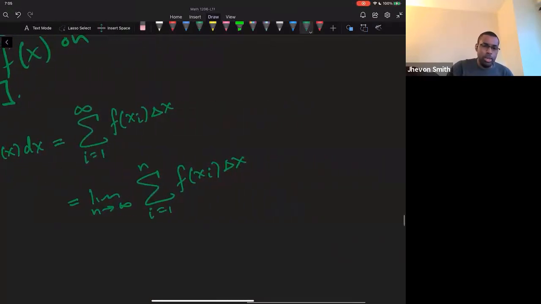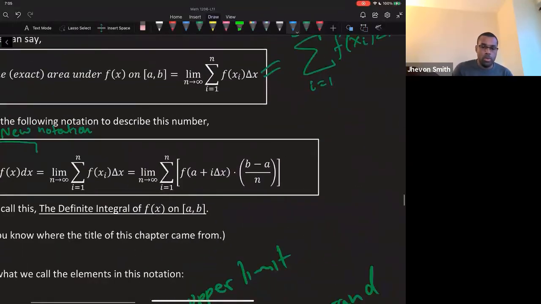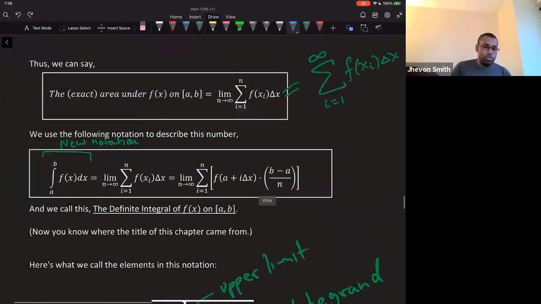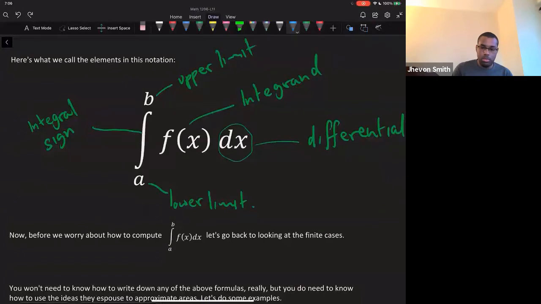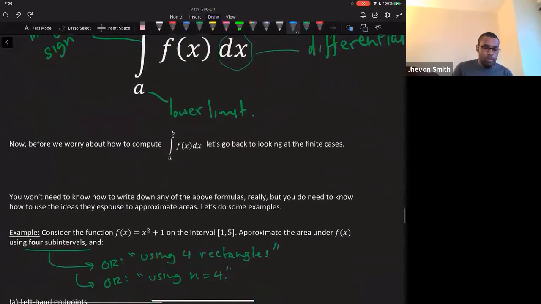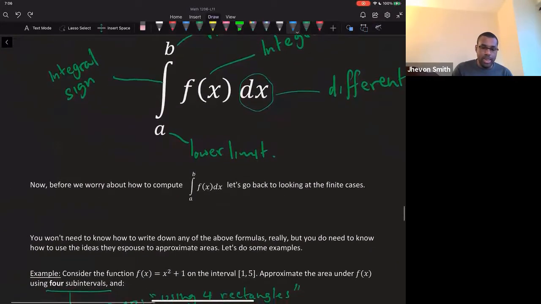Where this term, you can actually plug it in. This is a plus i delta x, and the delta x is actually b minus a over n. Right, so that's what I put up here. You can actually put those in. Now, before we worry about that, which I will do, let's actually talk about the finite cases.